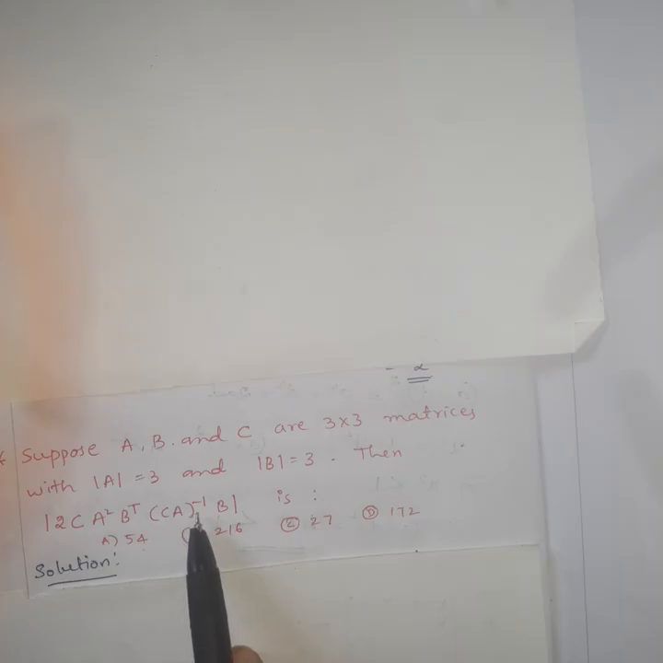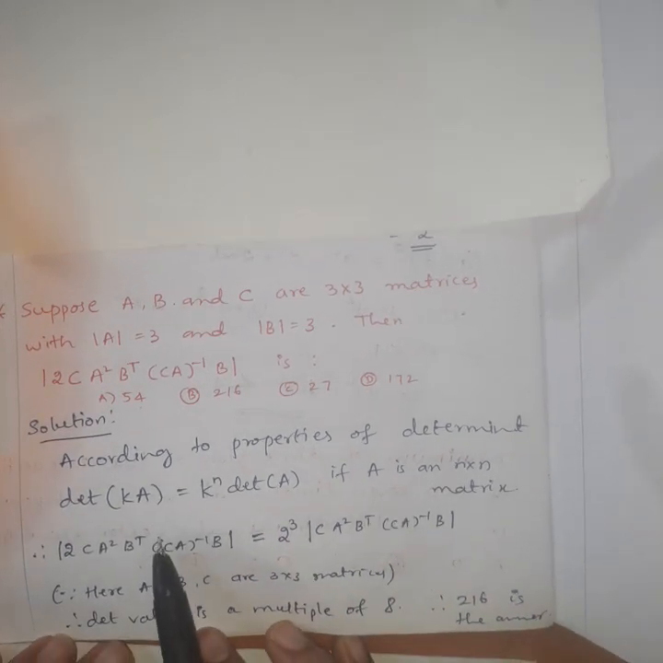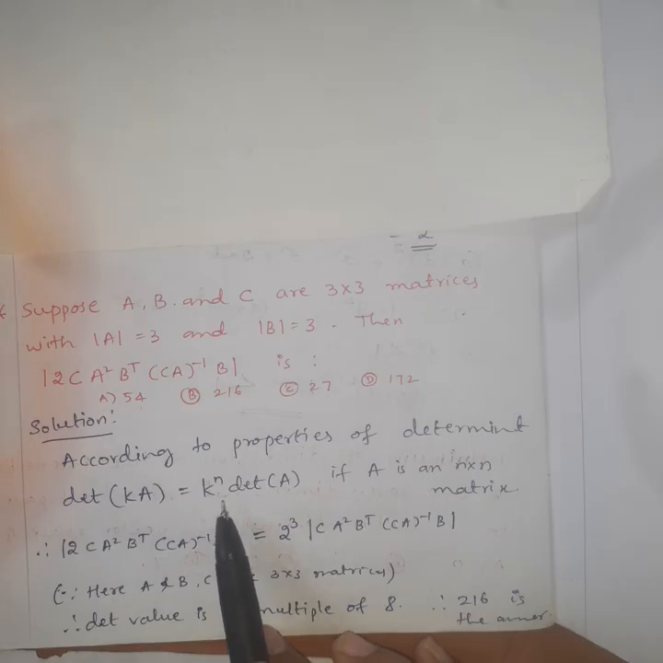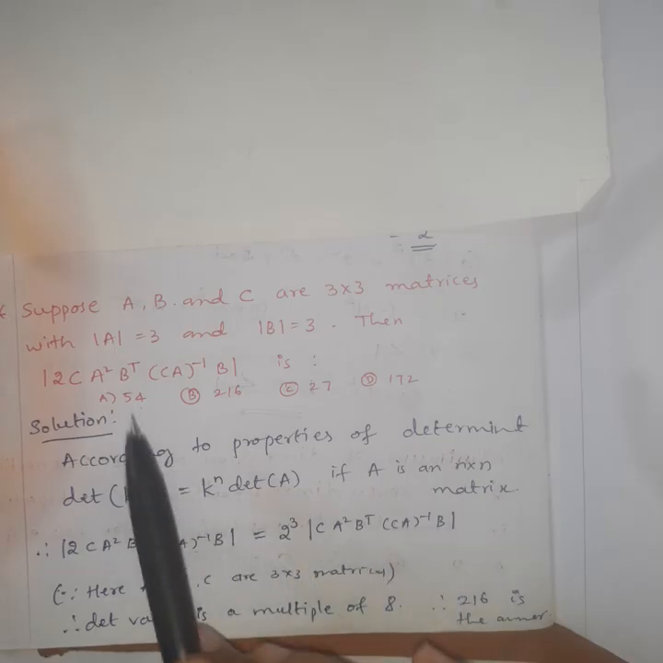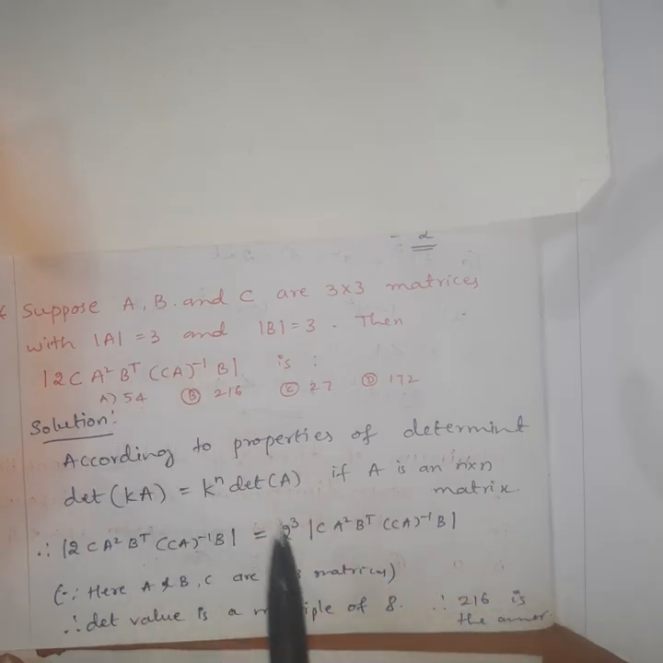There is a simple trick to evaluate this type of determinant. Here a constant 2 is given. So how? Let us see. According to the properties of determinants, determinant of KA is equal to K to the power n into determinant of A, if A is an n by n matrix. Therefore the determinant of this given matrix will be equal to 2 cube into the determinant of the remaining part, that is, determinant of C A square B transpose. Therefore, the determinant of the given expression will be a multiple of 2 cube.